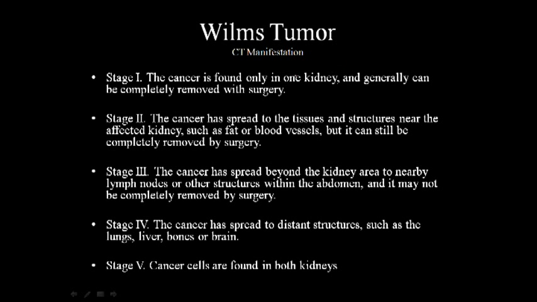Stage 1, the cancer is only found in one kidney, and generally can be completely removed with surgery. So basically, if you're going to have Wilms tumor, this would be the stage that you would want. Stage 2, the cancer has spread to the tissues and structures near the affected kidney, but not in the other kidney. It can be such things as fat or blood vessels, but can still be completely removed by surgery. Once again, surgical intervention can be effective on stage 2.